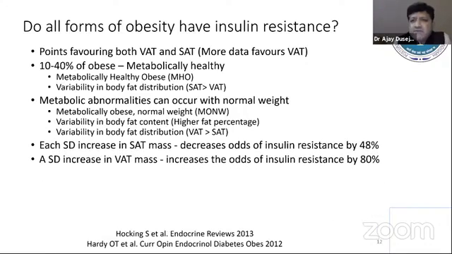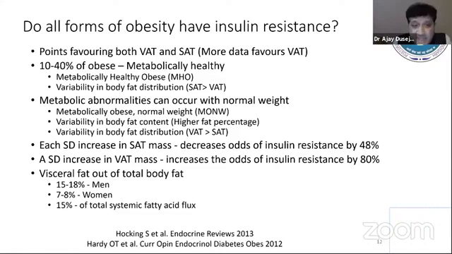Also, there is data available that if somebody tends to gain weight, and if he tends to gain subcutaneous adipose tissue, I think the insulin resistance doesn't really increase, rather it can come down. But if the visceral adipose tissue increases, then the odds of having or increasing insulin resistance go up as high as 80%. So these are the points all favoring visceral adipose tissue as the culprit for insulin resistance and all its complications.